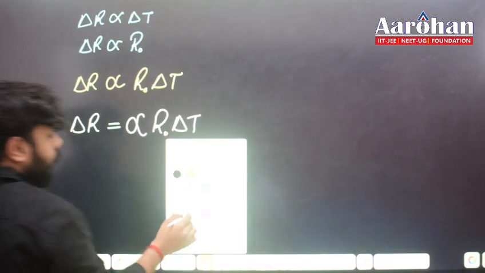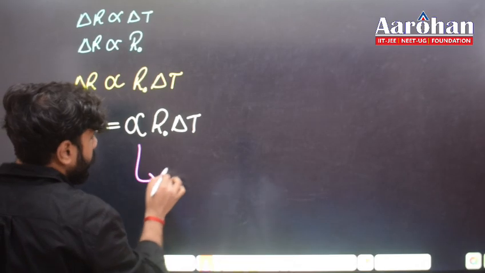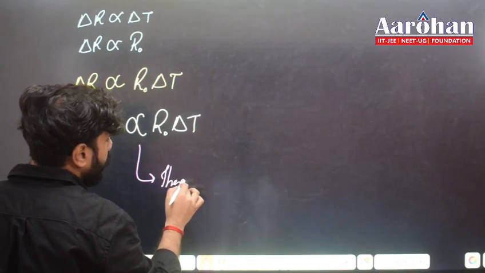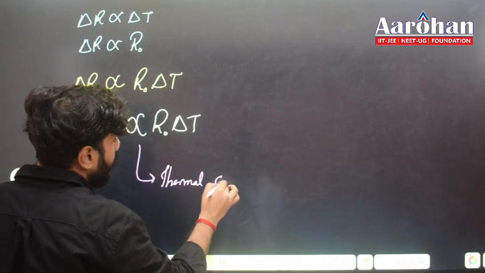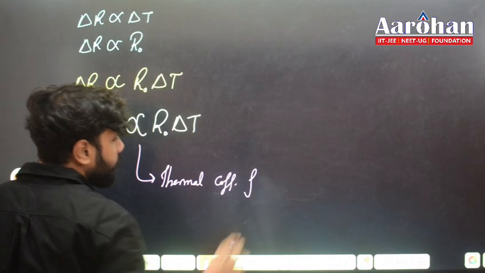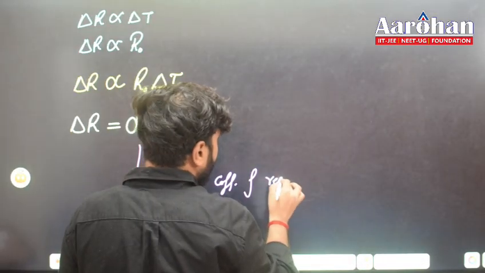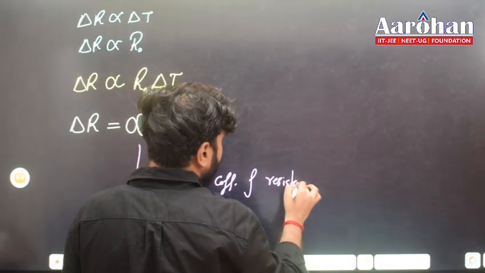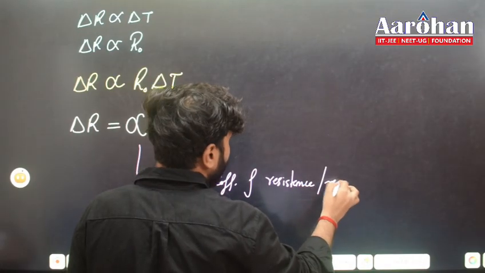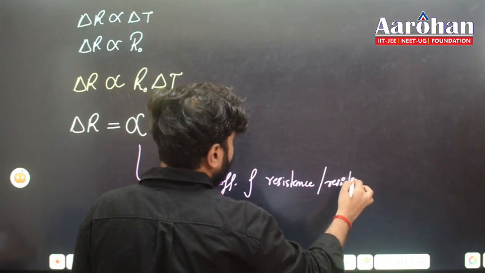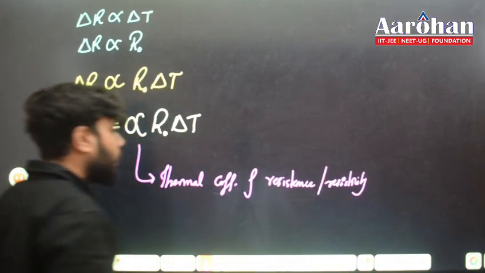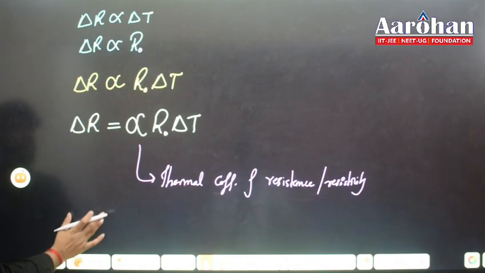And that alpha is called the thermal coefficient of resistance or resistivity. Thermal coefficient of resistance or resistivity, right?